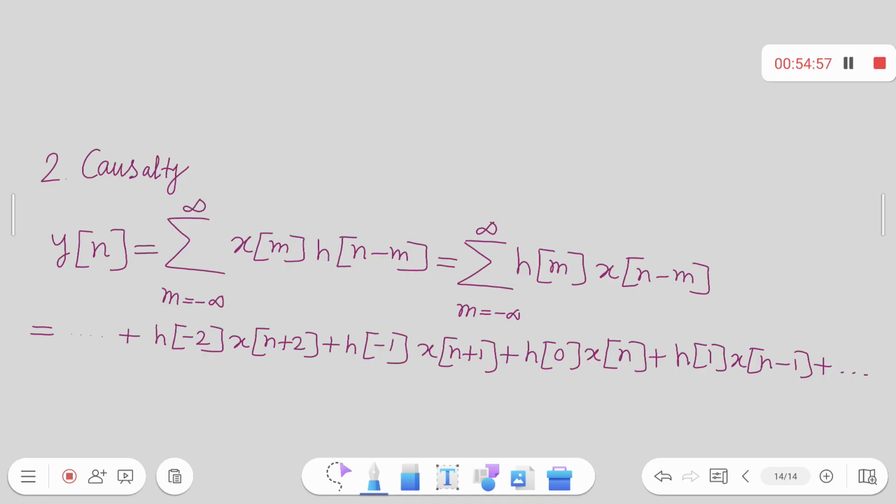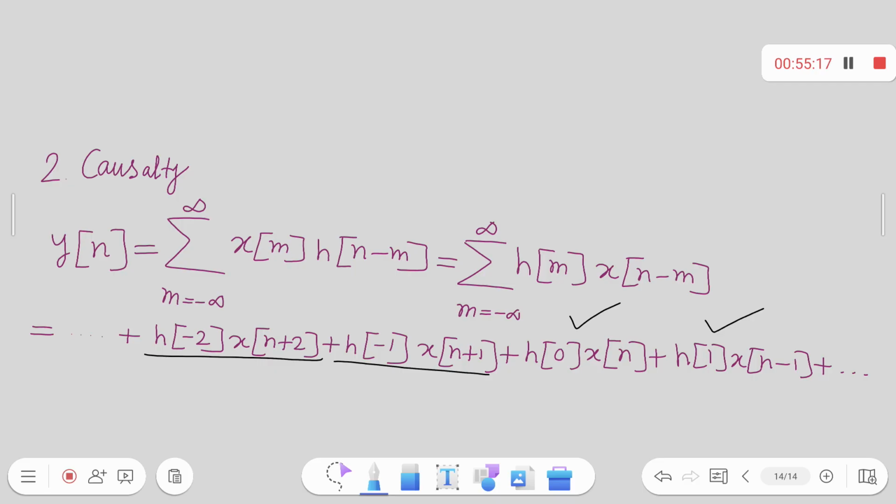So how to ensure this? You can only ensure it if h of minus 1, h of minus 2, h of minus 3, h of minus 4, all of these values are 0. So they must not depend on this. It will only depend on this and the subsequent values.